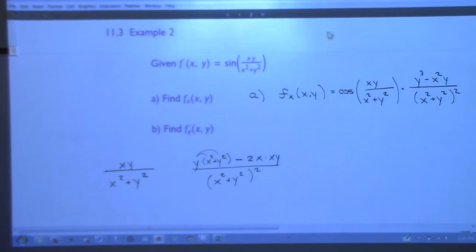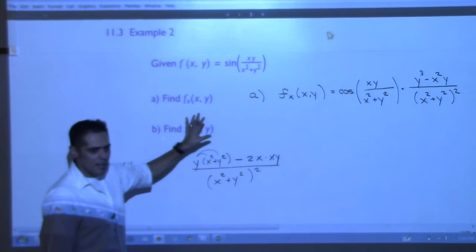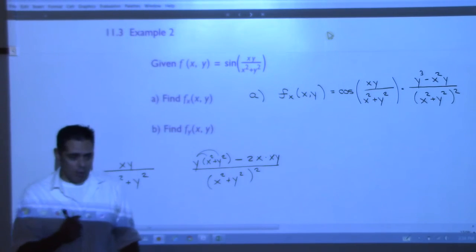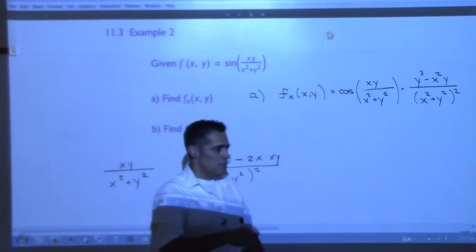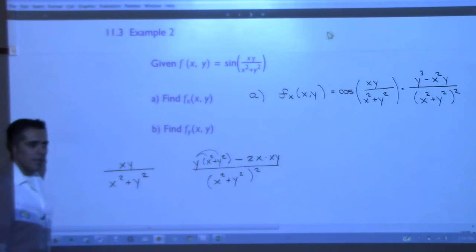I'm not asking us to plug in a point here. I'm not saying plug in 2, 1 or anything like that. But if somebody gives us an actual x and y coordinate, which tells us where to walk on the surface, we could tell them what the slope of the tangent line in that direction is going to be.